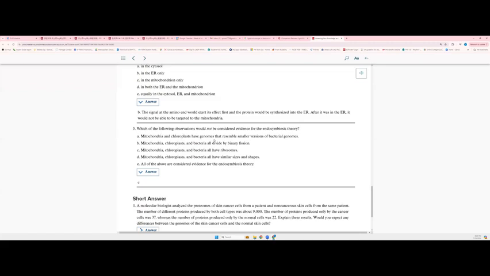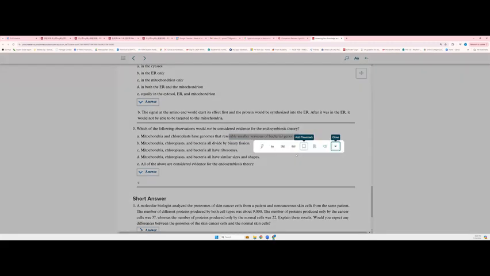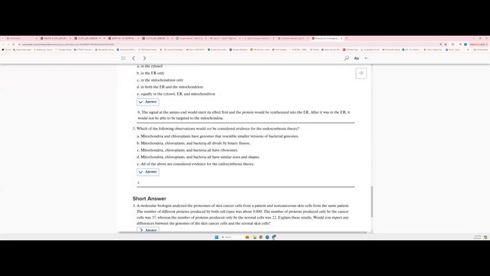These two have genomes which come from the bacteria genome. And then this can divide by binary fission. I just talked about how mitochondria divide. First, the chromosome will duplicate, and then binary fission.